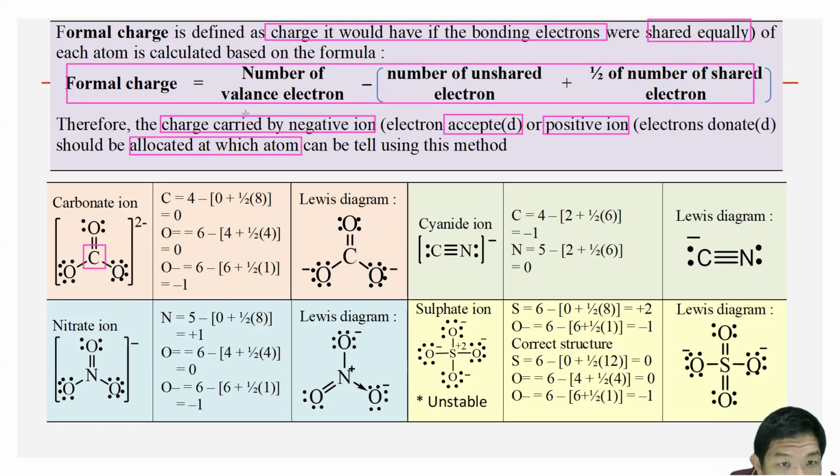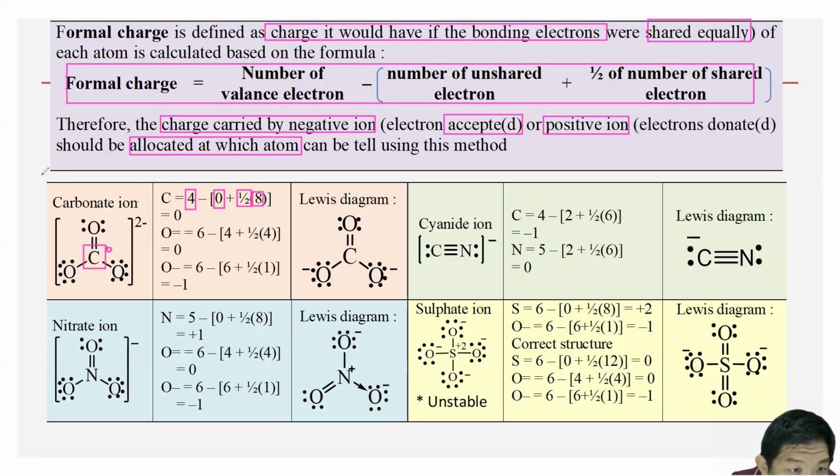So for carbon, the number of valence electrons is 4, minus the number of unshared electrons. Does carbon have unshared electrons? No, that's why it's 0. And how many shared electrons does carbon have? You have 2, 4, 6, 8. So 8, and you use half of it. So 4 minus 0 plus 4, you get 0. So the formal charge of the carbon in here is 0.